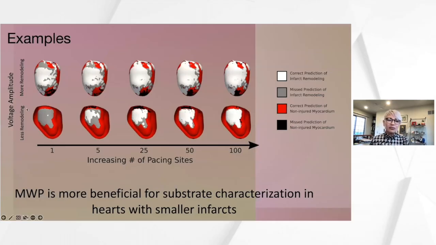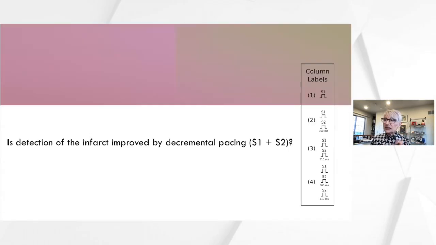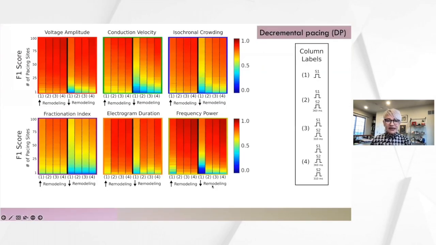And this is an example here. Larger infarct, smaller infarct. Gray represents an area where there is missed prediction. You can see as the number of pacing sites increases, the prediction gets better, but it's so much worse in hearts with small infarcts. Then, is detection improved by decremental pacing? Now we are adding a stimulus, we are adding S2 at different timing, and even here we added 2 S2s. So let's see what comes out of this.